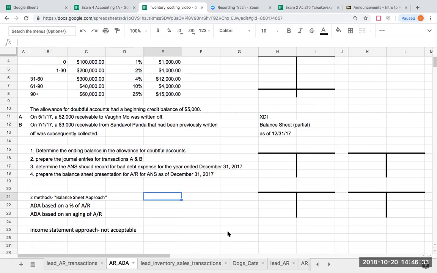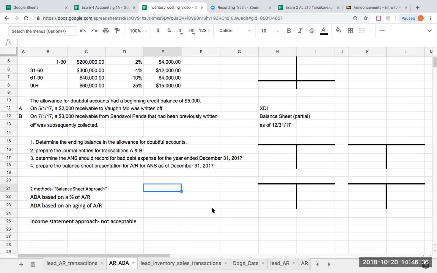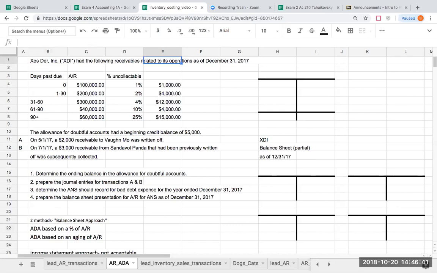But I was at a conference and I spoke with somebody who was a member of the FASB, and they said that method is simply not acceptable.